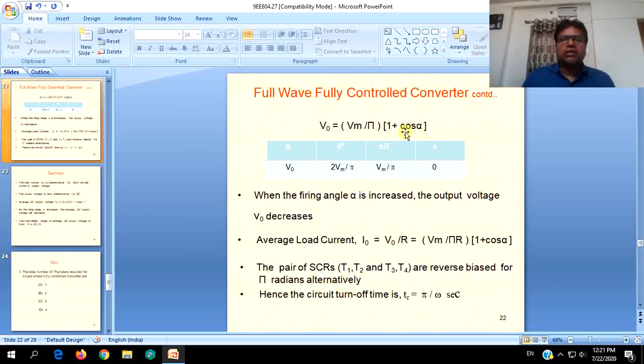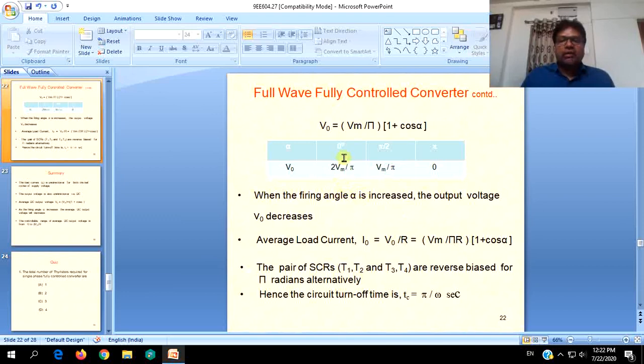That is, cos 0 will be 1, that is 2 Vm by pi. When alpha is pi by 2, that is 90 degrees, cos 90 is 0, so it will be equal to Vm by pi. At pi, that is 180 degrees, it becomes minus 1, so the total becomes 0. So the average value ranges from 2 Vm by pi to 0.